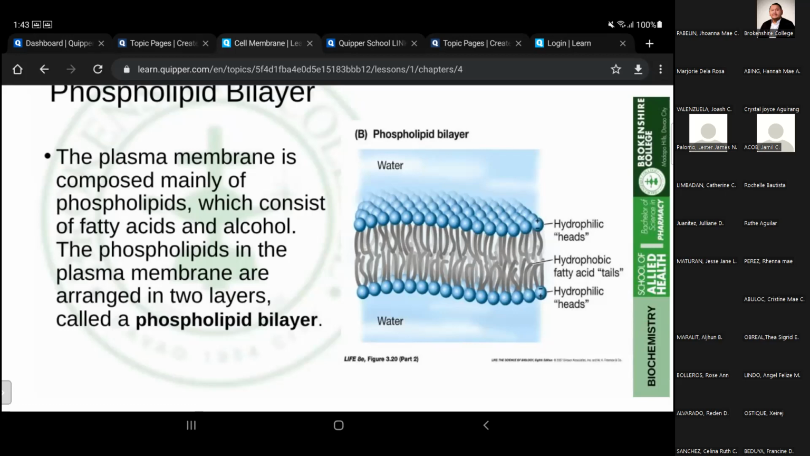Of our cell. Okay? So, since water is the environment in and outside of the cell, the hydrophilic heads orient themselves on both sides. And those fatty acids will orient themselves inside. So, that is the explanation on this one.